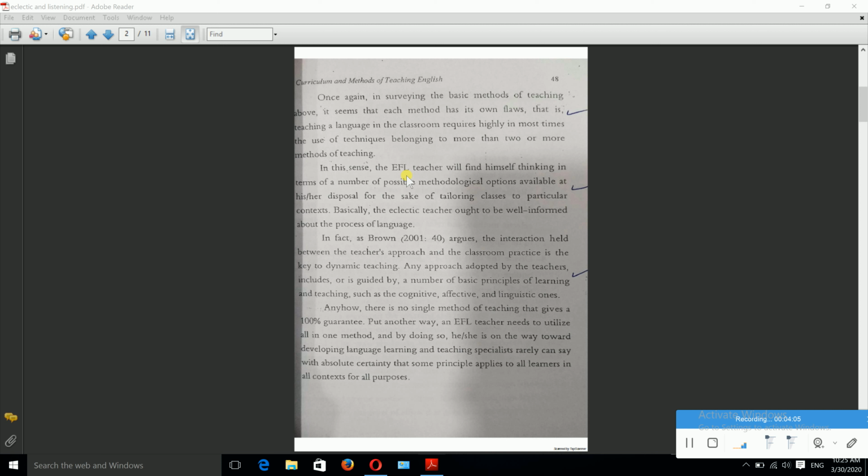In this sense, the EFL teacher will find himself thinking in terms of a number of possible methodological options available at his or her disposal for the sake of tailoring classes to particular contexts. Basically, the eclectic teacher ought to be well informed about the process of language.